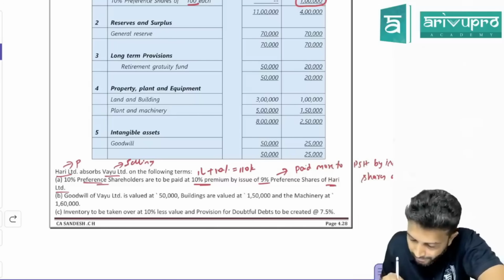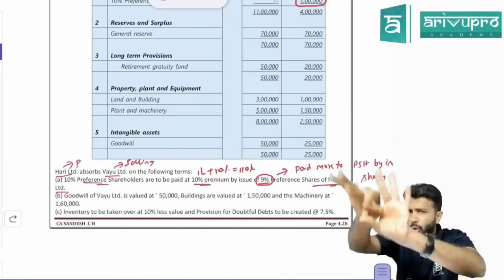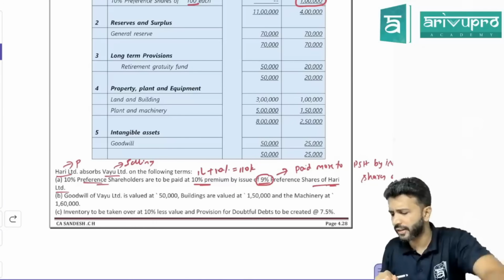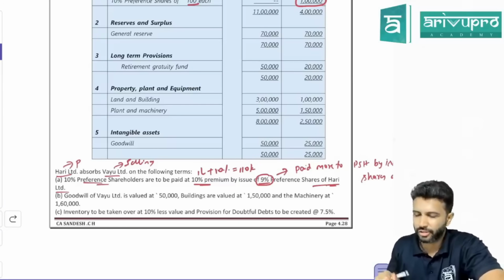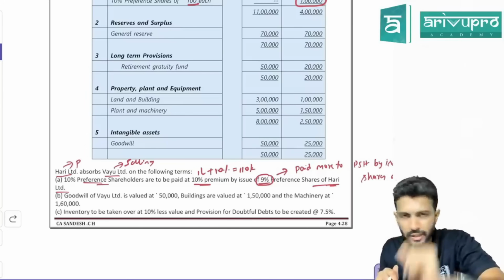What is given over here? By 9% preference shares of Hari Limited. So it is a barter system. Old preference shares are getting cancelled. Instead of that, they want new preference shares. So this 1 lakh 10,000 is not settled by cash, but by new preference shares. That is one.